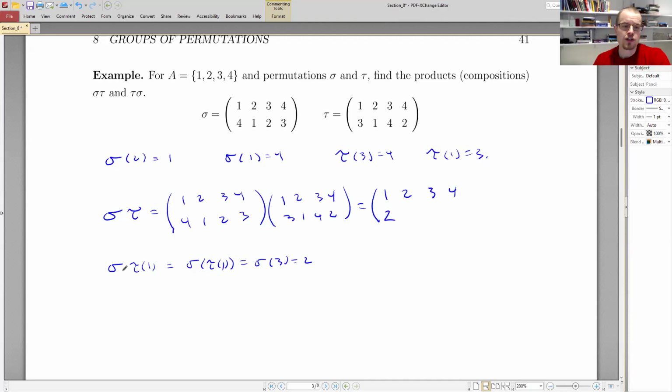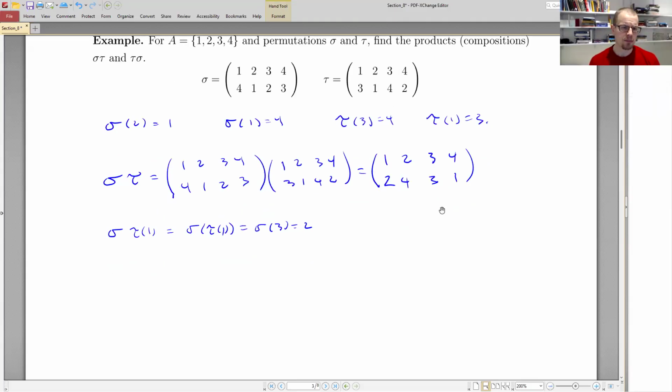No big deal. I don't have to write this out every single time. I can just follow along with what happens. So what happens to 2? Well, 2 is sent to 1, and 1 is sent to 4. Again, remember that this is function composition, so we're working from right to left. What happens to 3? 3 gets sent to 4, and 4 gets sent to 3. So 3 stays at 3. And what happens to 4? 4 gets sent to 2, and 2 gets sent to 1. So our new permutation is 2, 4, 3, 1.